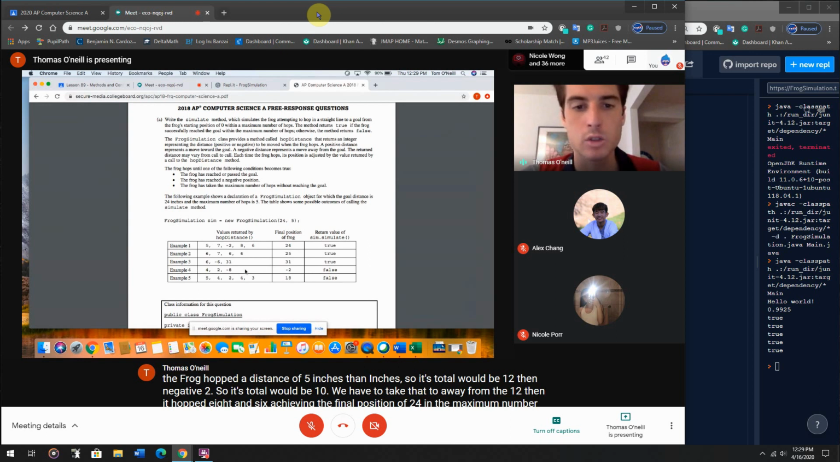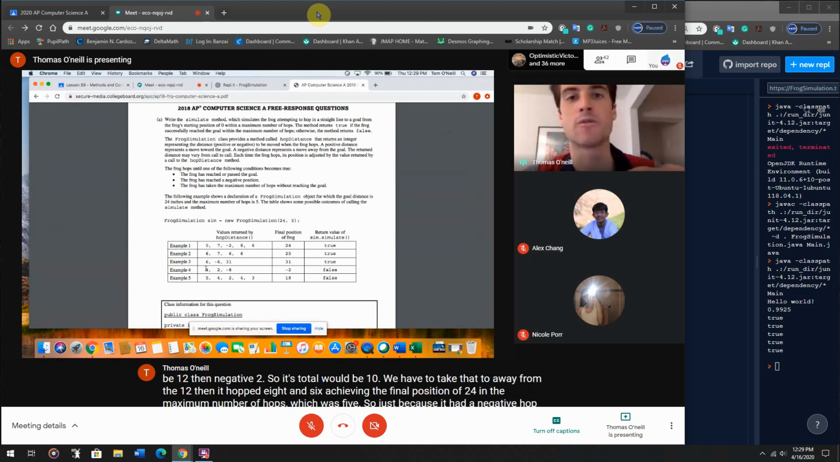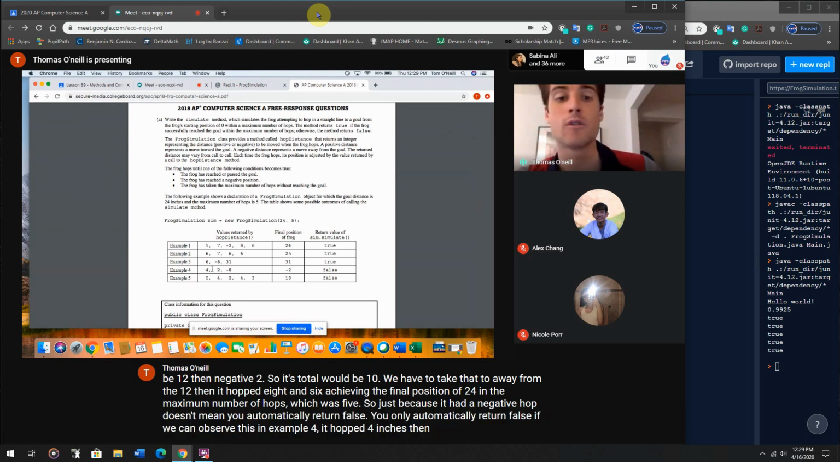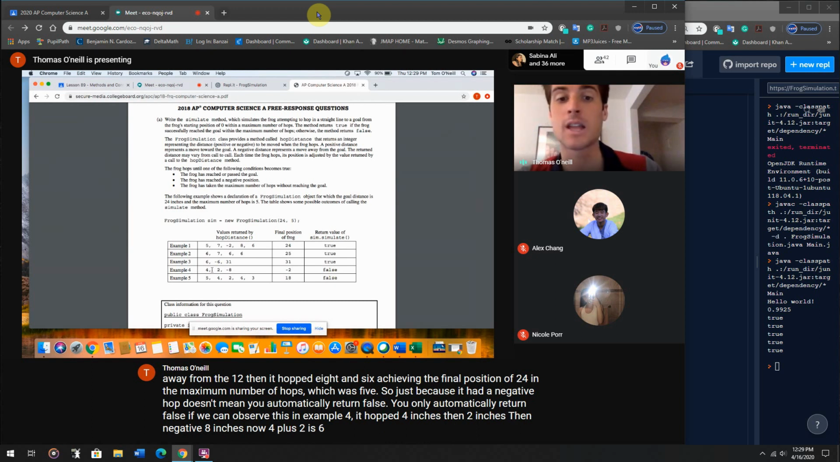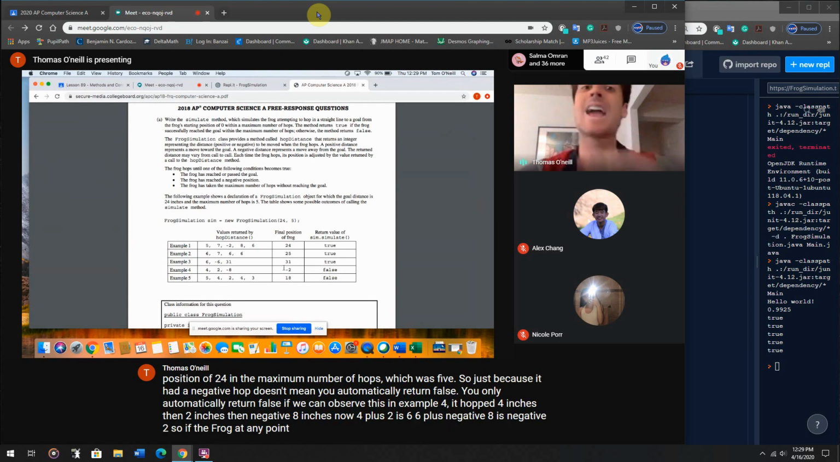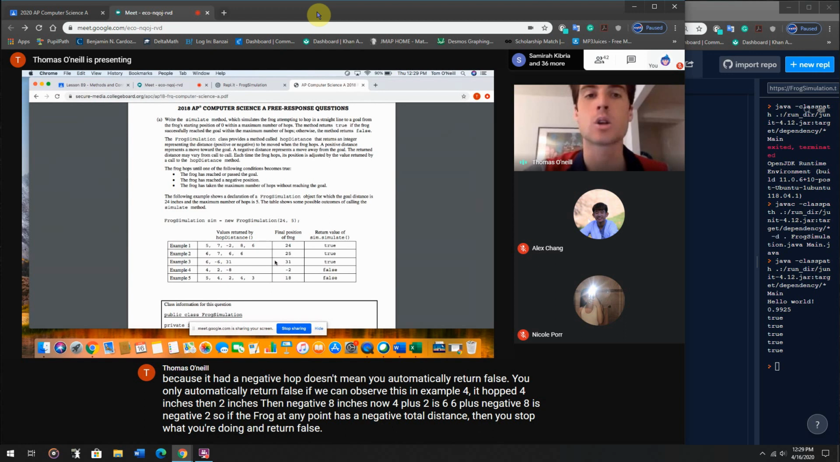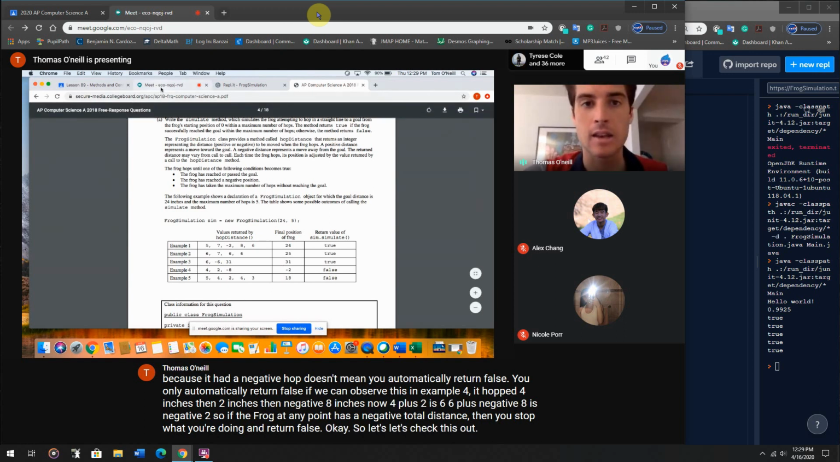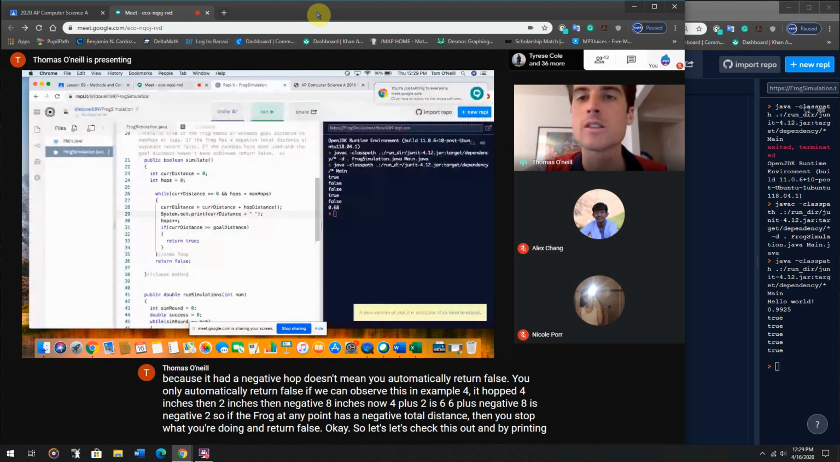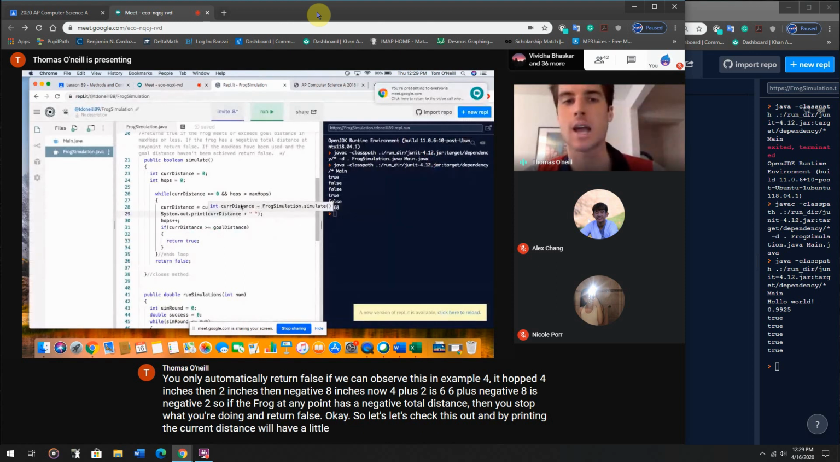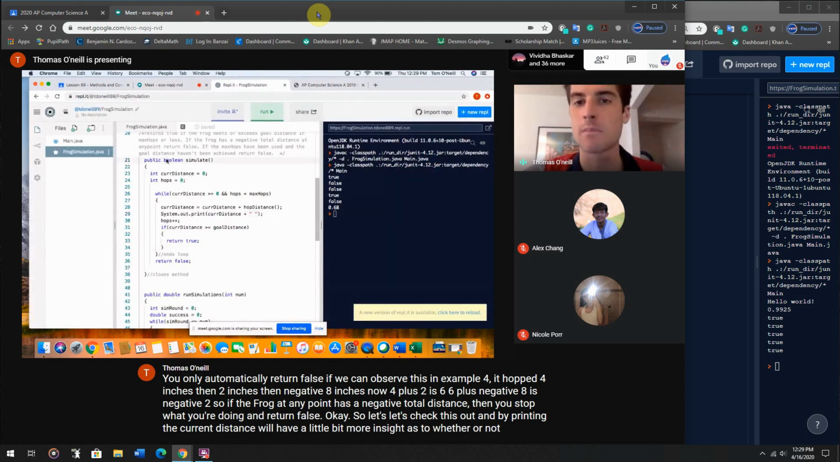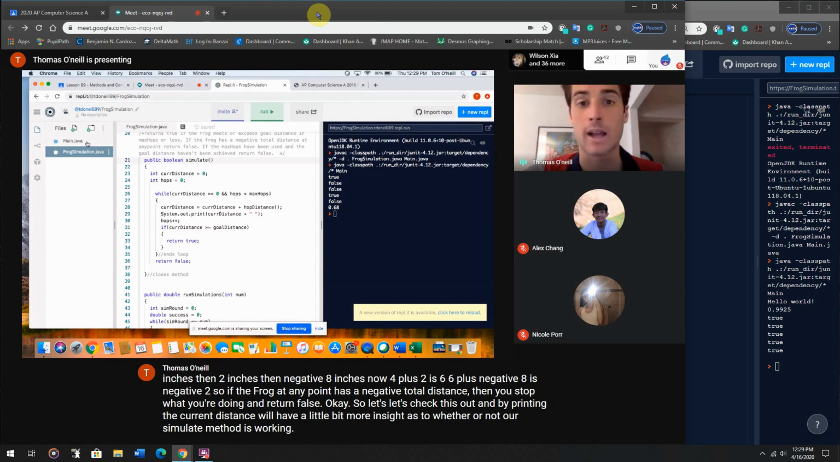You only automatically return false if, we can observe this in example 4, it hopped 4 inches, then 2 inches, then -8 inches. Now, 4 plus 2 is 6. 6 plus -8 is -2. So if the frog at any point has a negative total distance, then you stop what you're doing and return false, okay? So let's check this out. And by printing the current distance, we'll have a little bit more insight as to whether or not our simulate method is working correctly, okay?